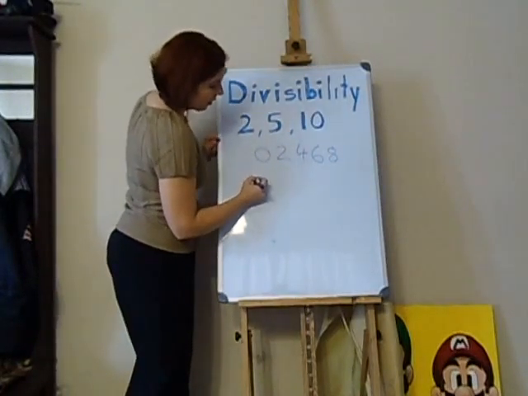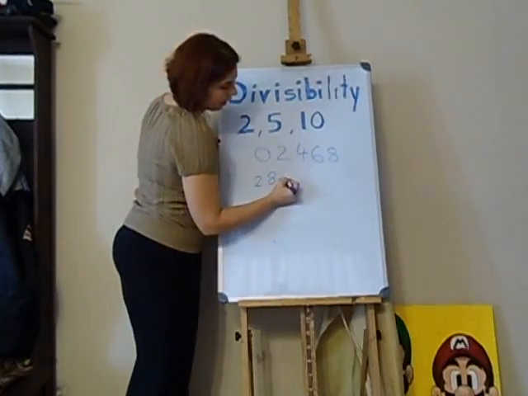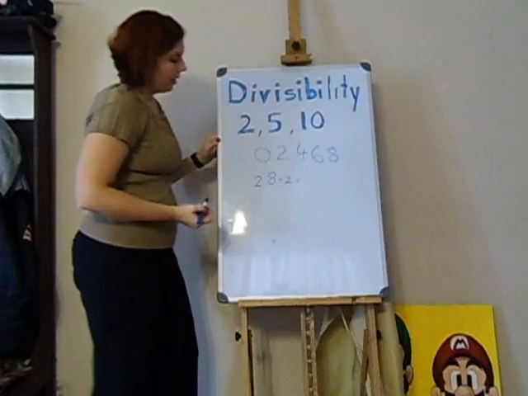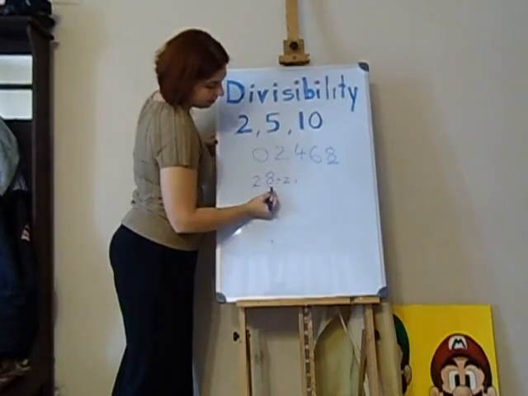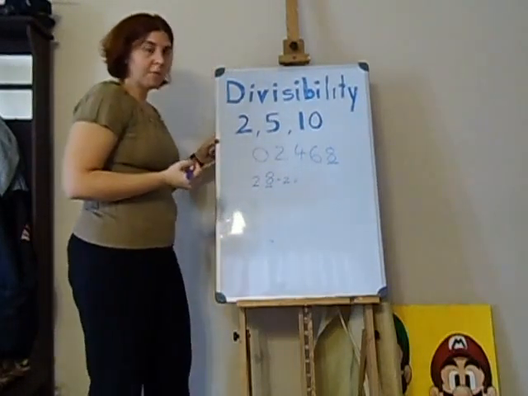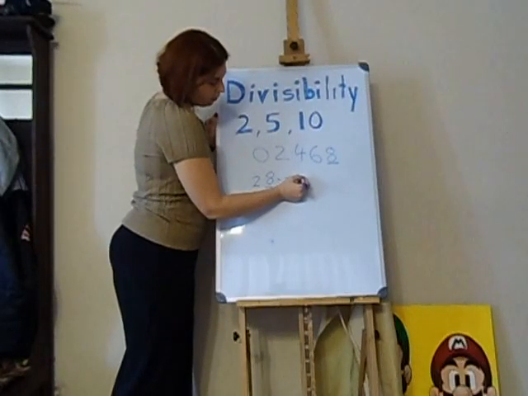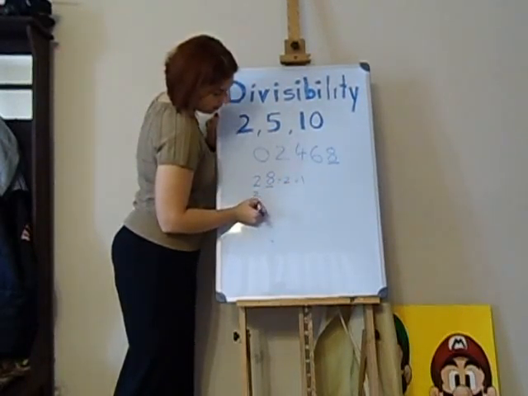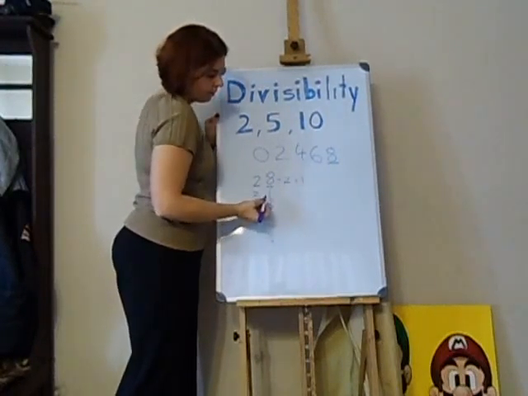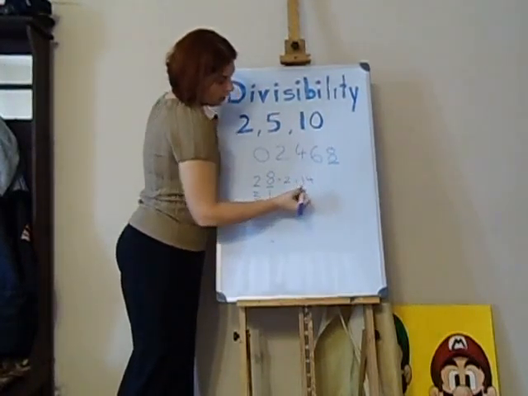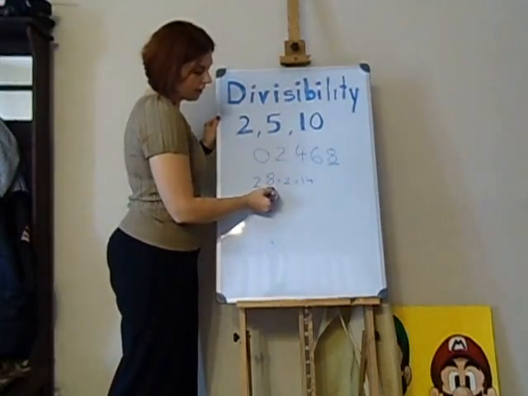Let's go with the number 28 divided by 2 equals. So because it ends in an 8, it should be divisible by 2. Let's go check that. 2 divided by 2 is 1. Cancel each other out, bring down the 8. 8 divided by 2 is 4. So yes, 28 is divisible by 2 because it ends in an 8.